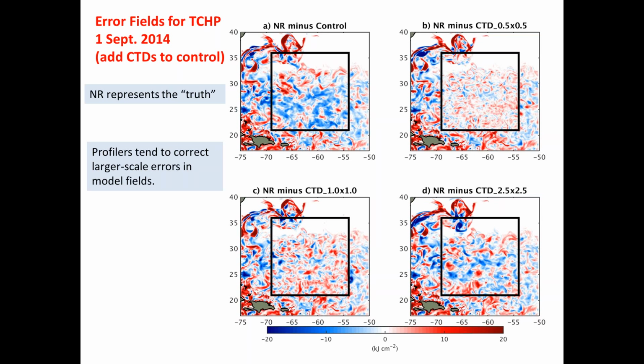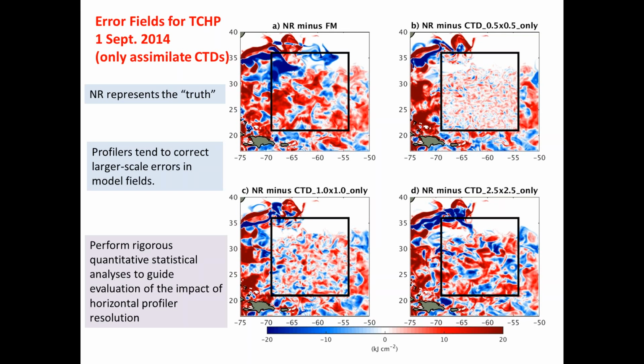First of all, the upper left panel is nature run minus control. This is assimilating the existing ocean observing system. And you can see that substantial error still remains in this case. Now, if CTDs are added at 0.5 degree resolution in the upper right, you can see a large correction in the ocean field. And what you see also is that the remaining residual errors have very small horizontal scales, so the CTDs are correcting larger scales. And if the CTDs are deployed at coarser resolution, you see less and less improvement.